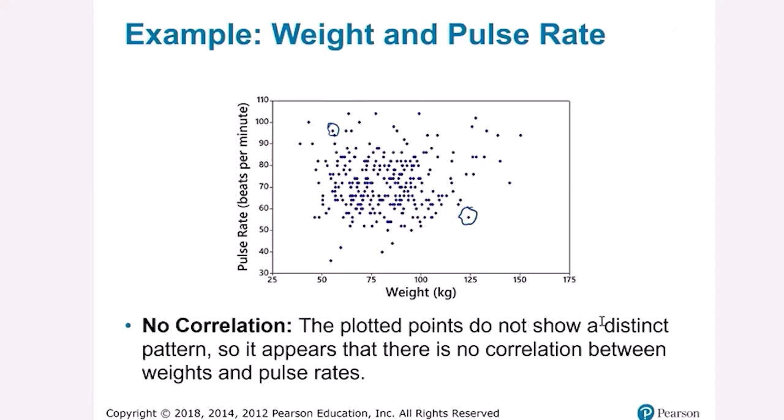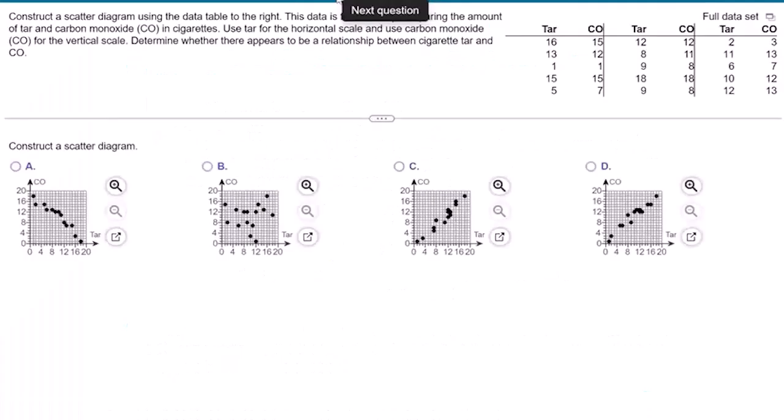The plotted points do not show a distinct pattern. So it appears that there is no correlation between weight and pulse rates. This is a problem that I picked from Pearson. It is not a problem in your homework, but it is similar. And I wanted to show you how to use StatCrunch, because we could plot all these points.